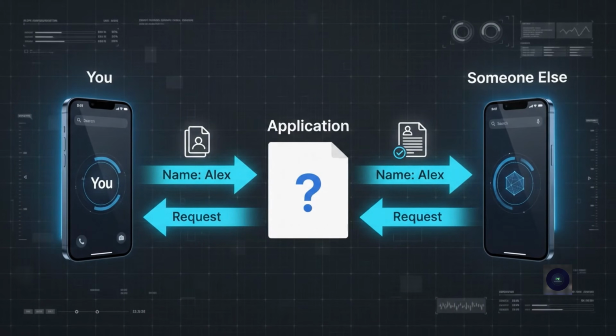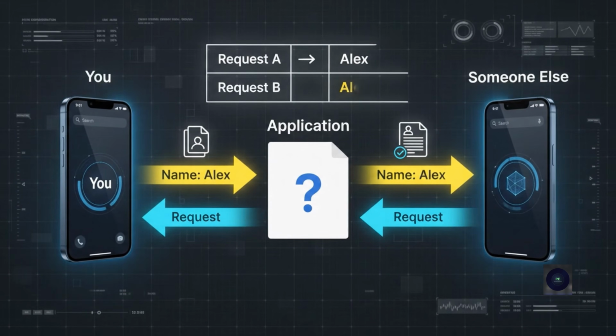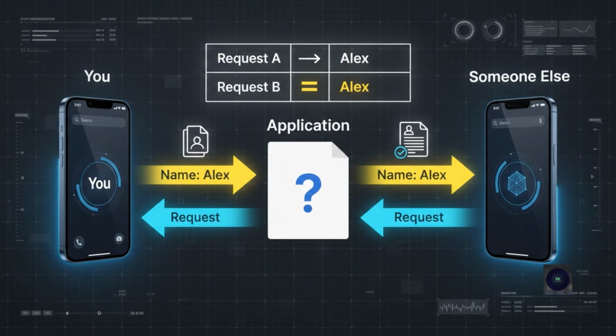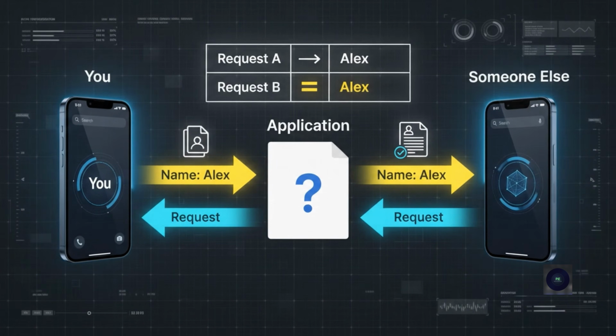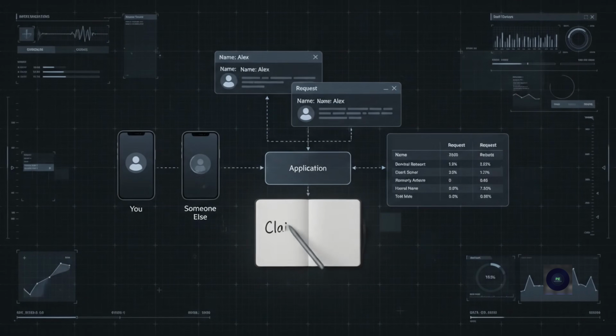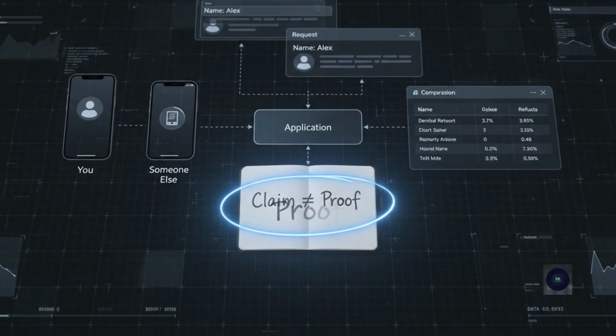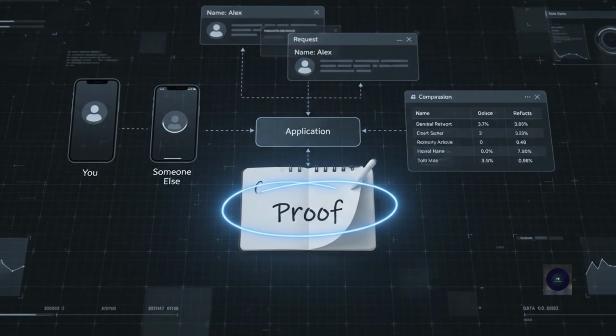From the application's point of view, both requests look identical. They both say, I'm Alex. But only one of them can actually be Alex. The application has no way to tell which one is genuine. So a name is just a claim. If the application is going to trust someone, it needs proof.